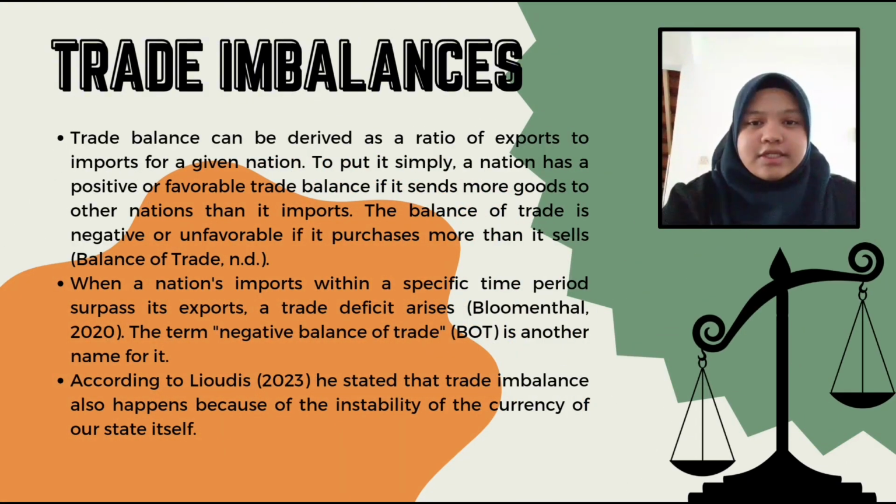Assalamualaikum, my name is Nadine Tomasa, and I will continue to the next issue, which is trade imbalances. Trade balance can be derived as the ratio of exports to imports for a given nation. To put it simply, a nation has a positive or favorable trade balance if it sends more goods to other nations than it imports. The balance of trade is negative or unfavorable if it purchases more than it sells.